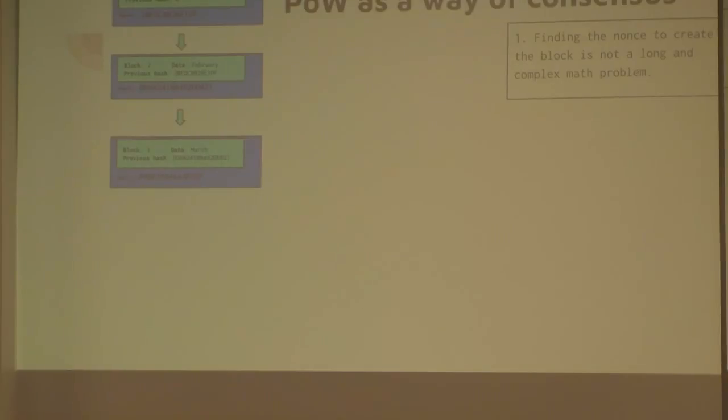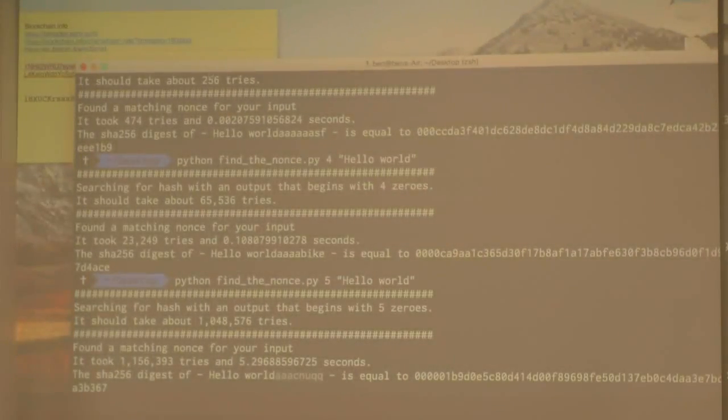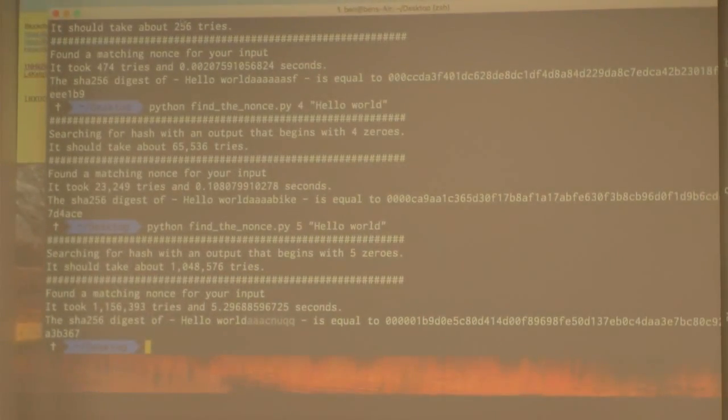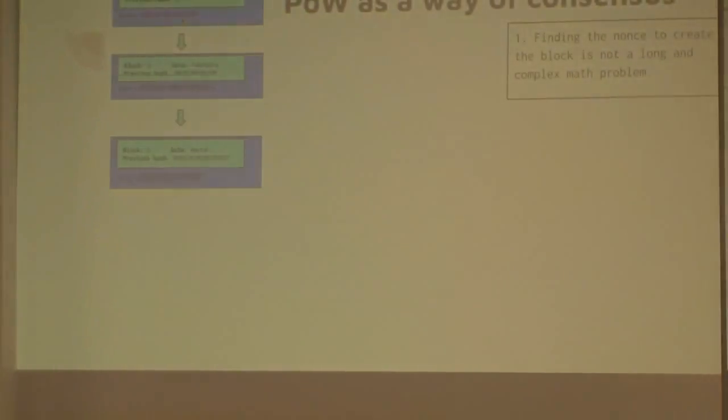They find the nonce to create the block, right? So just to reiterate, it's not a long, complex math problem, this finding a new block. We showed before with this little script here, it's simply just trying it again and again and again. Okay. Number two, it's more like a lottery. It's just trial and error.